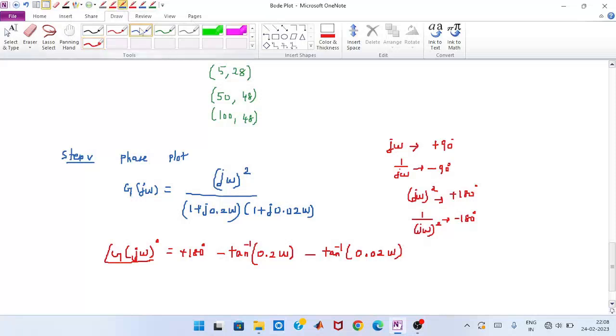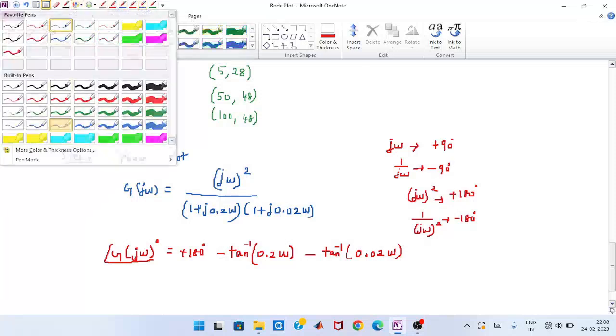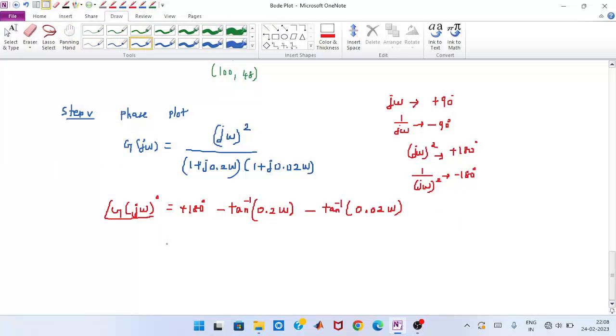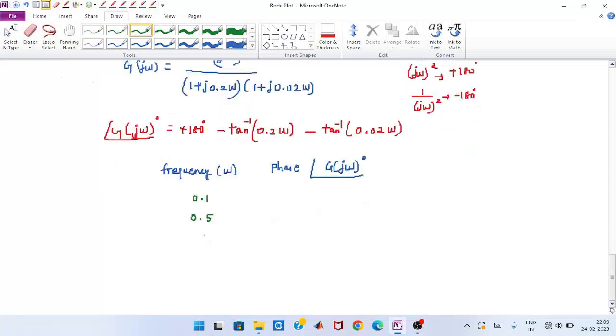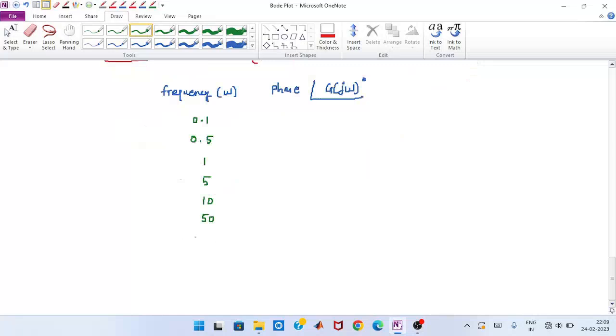Now, how do you find the value of the phase? We have to consider various frequencies for finding the corresponding phase. The phase is G of j omega in degrees, right? So what values can I consider? I can consider 0.1, 0.5, 1, the corner frequency 5 and 10, 50, 100. So these are the values I can consider.